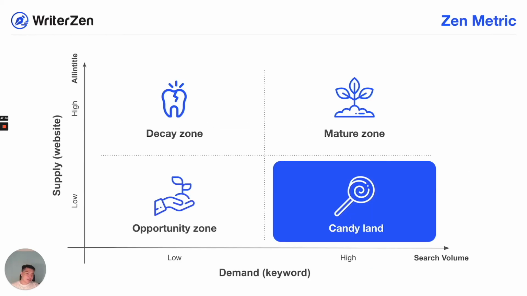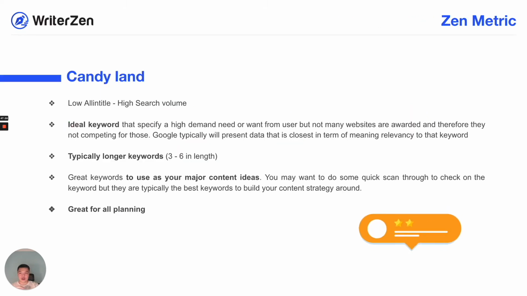And finally, Candyland. So Candyland essentially is what Golden Filter has always been about. That is to find keywords that are high in demand and low in supply. So low in competition, but very high in demand. These are the keywords that are great for almost any planning, right? They are ideal keywords. If you find these keywords, target them right away. If you're new, you can target them. If you are already established, you can also target them. They fit with almost any planning.